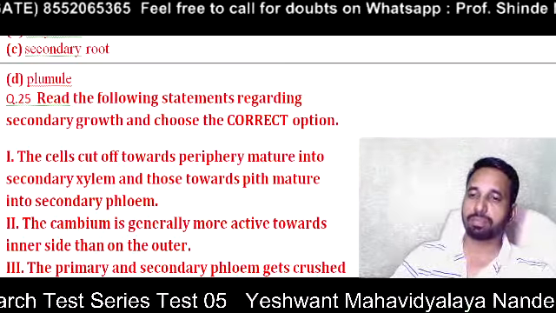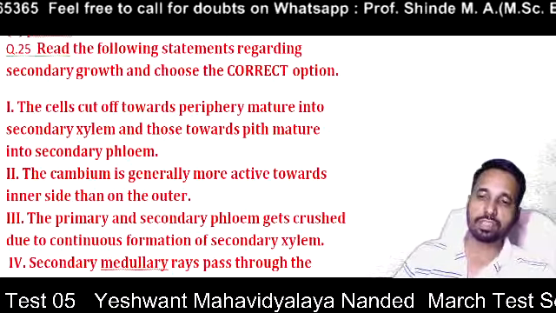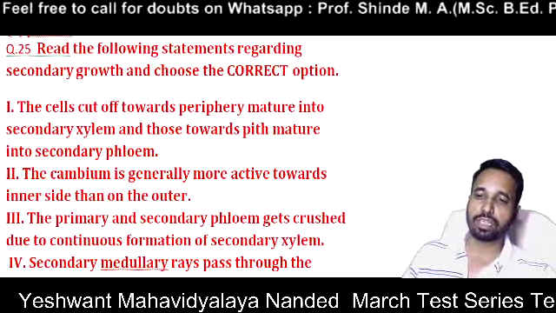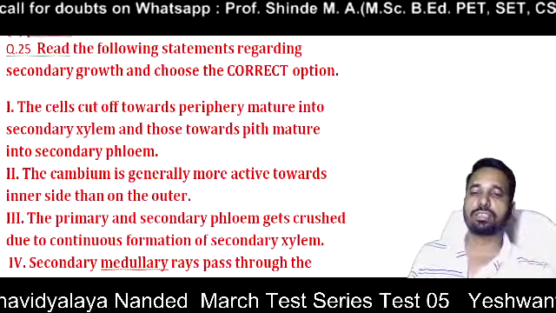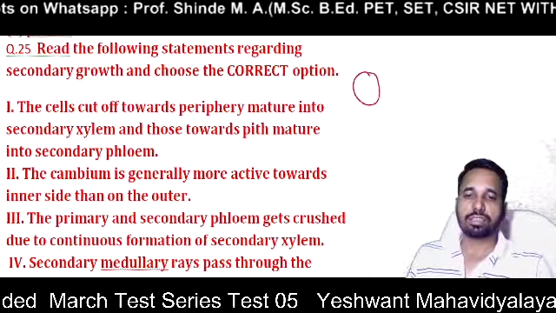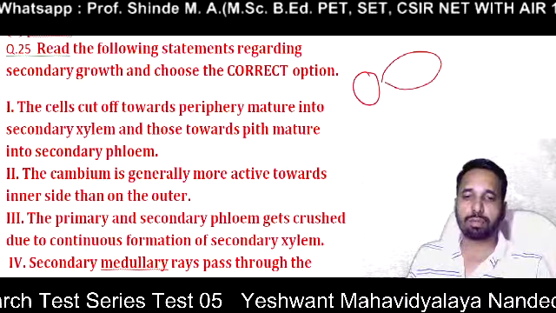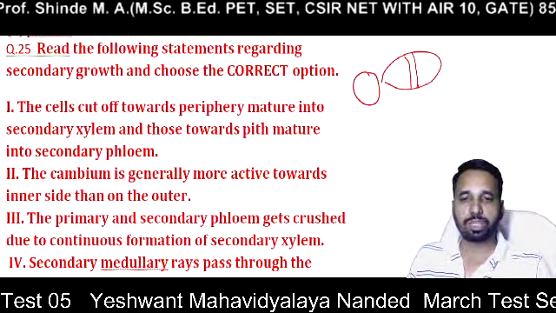Read the following statement regarding secondary growth and choose the correct option. The cells cut off toward the periphery mature into secondary xylem, and those toward the pith mature into secondary phloem. Now here is the problem. Look at this statement, what it is saying. See, this is the pith and this is the vascular bundle, and here it is the vascular cambium, the intrafascicular cambium.